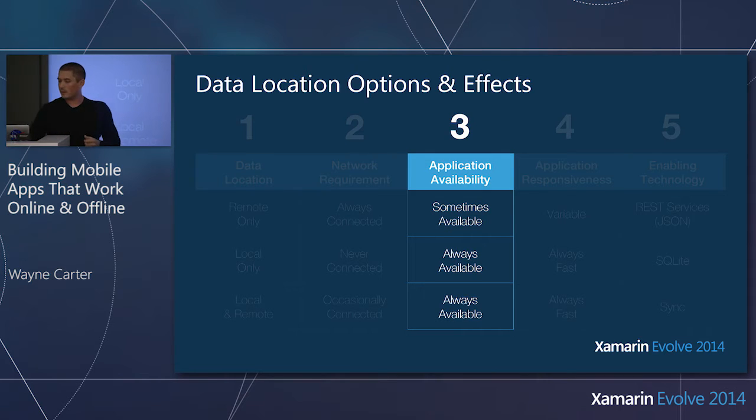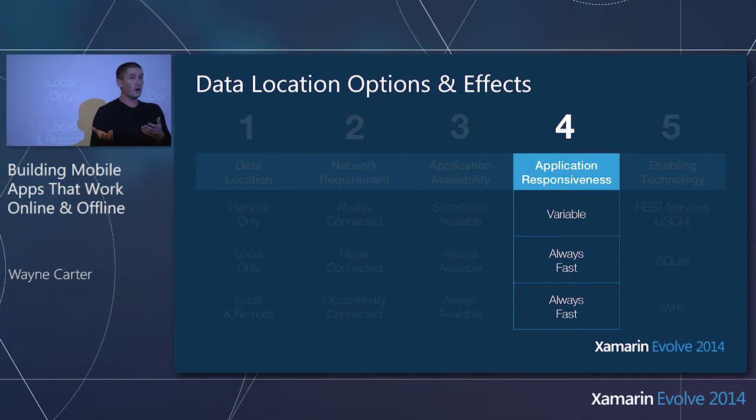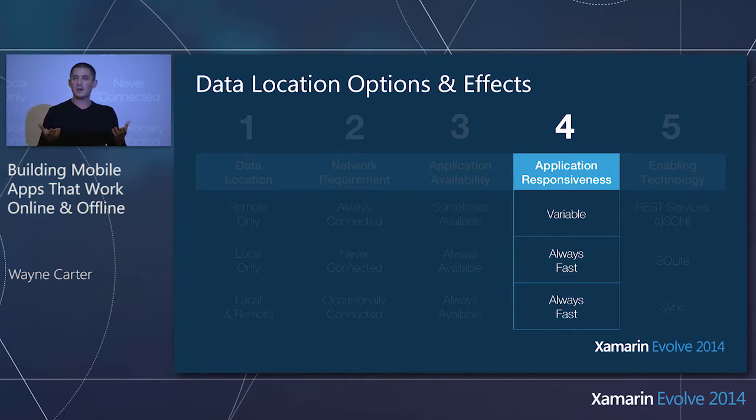The fourth column here is actually another effect on your application. It's the responsiveness of the application. So it's not whether or not it works, but how fast is it when it does work. And so the remote-only strategy, again back to its dependency on the network, is not only tied to the availability of the network, but also the performance of the network. So when the performance of the network is fast, your applications can be fast. But when the network connection is slow, your applications are going to be slow.